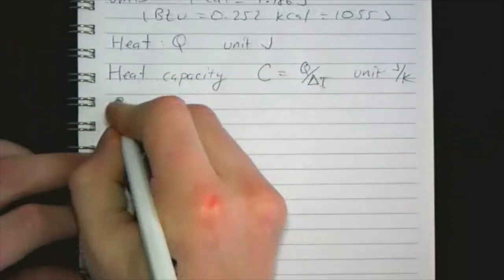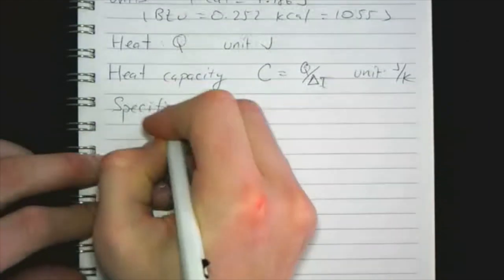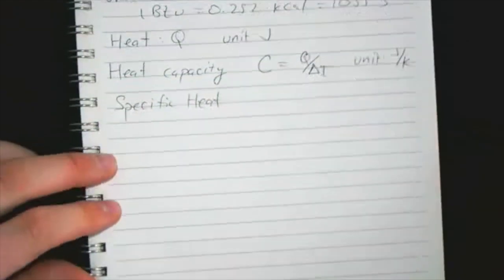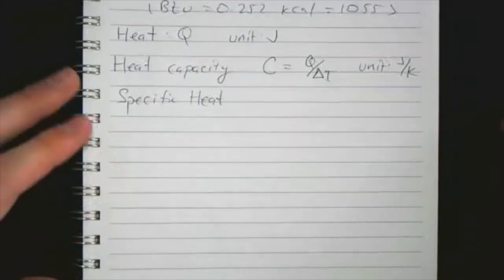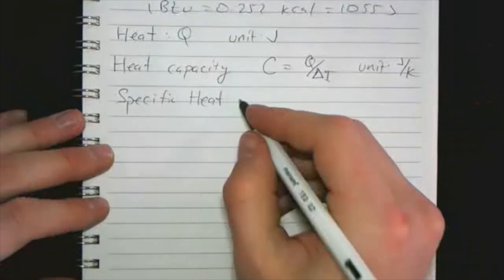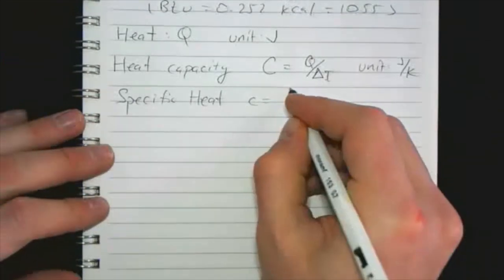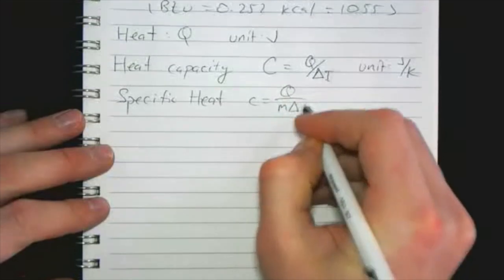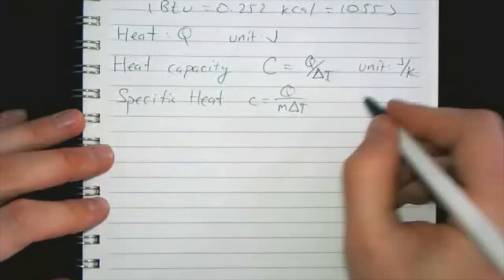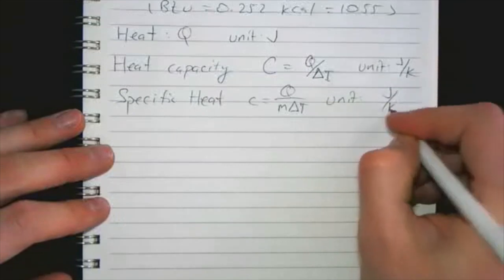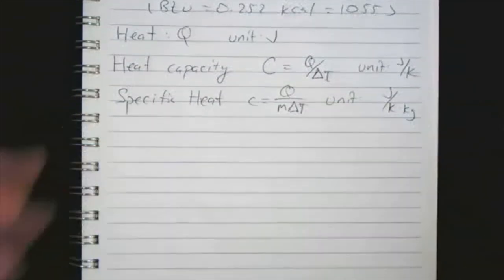Specific heat is closely related to heat capacity, but specific heat is the property of a substance. As I said, very closely related. It's the heat per mass times the change in temperature. And therefore the unit, again, it's not very nice, it's just joules per Kelvin times kilogram.